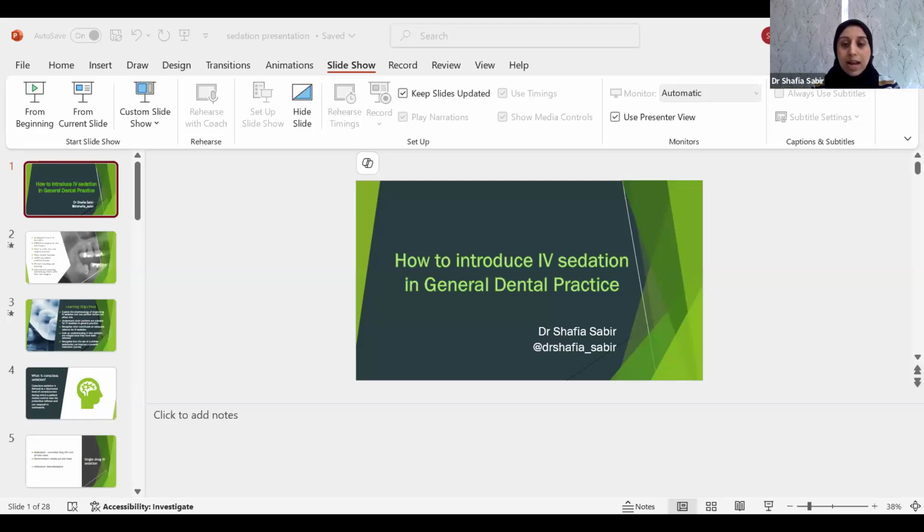So this is just an example of something that I get referred. This is my bread and butter, that impacted wisdom tooth at the bottom. So it's a good idea just to go over the learning objectives for today's webinar.